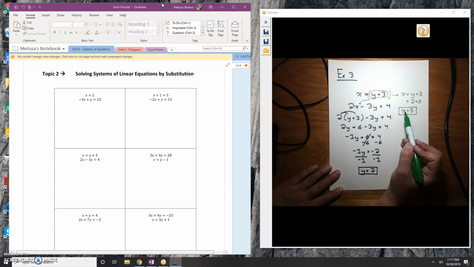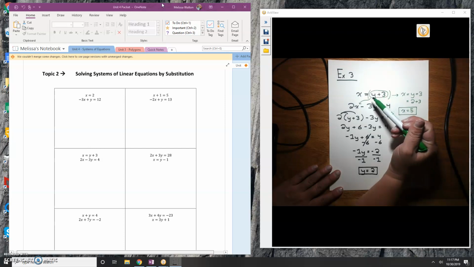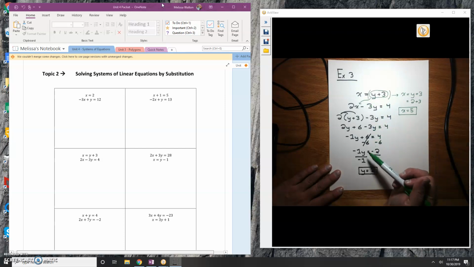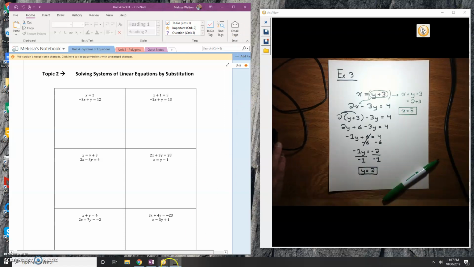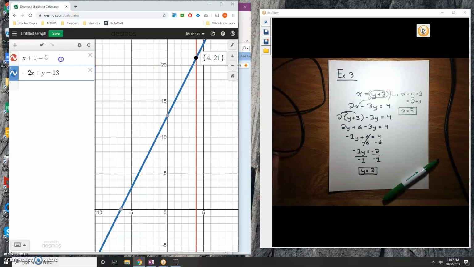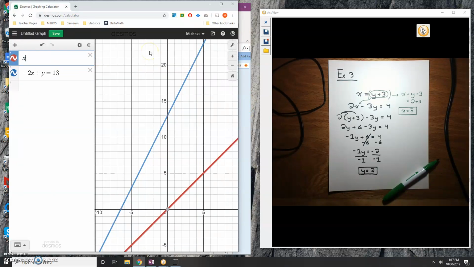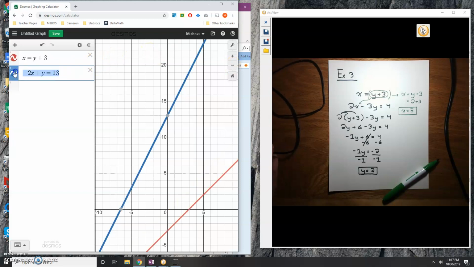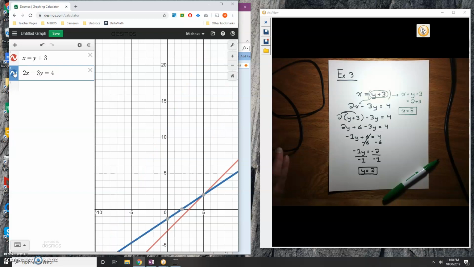So that's what I've got there. So we did our substitution move. This went in for x. We solved that whole thing to get y is equal to 2. And then with that, x was equal to 5. And let's go ahead and double check our answer by graphing. X equals y plus 3 looks like this. And then finally, 2x minus 3y equals 4. And boom, x is 5, y is 2.